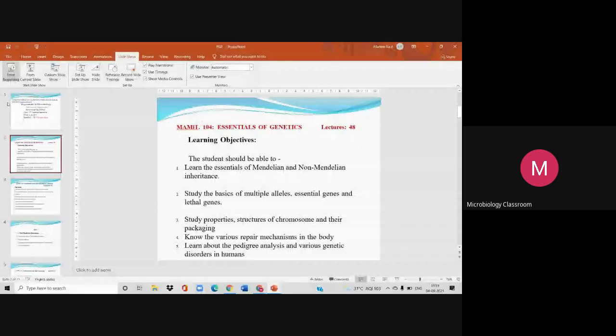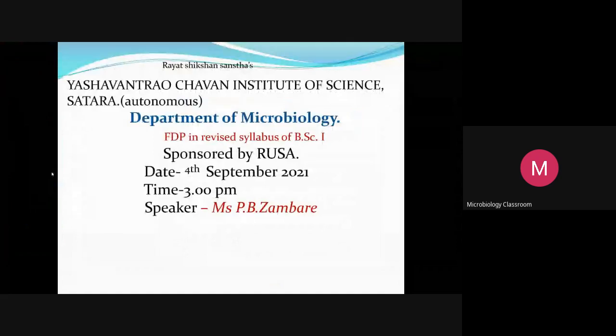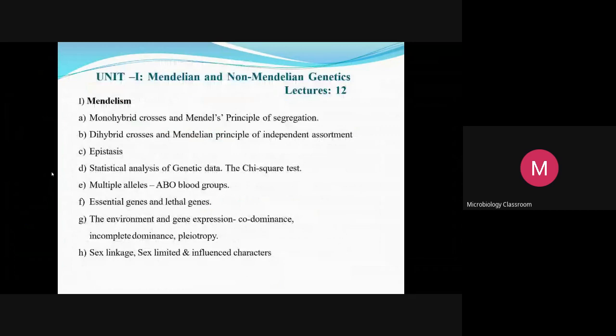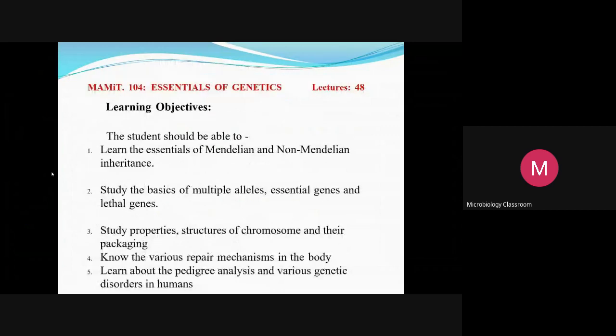Learning objectives. Students should be able to learn the essentials of Mendelian and non-Mendelian inheritance. Students should be able to study the basics of multiple alleles, essential genes, lethal genes. Students should be able to study properties, structure of the chromosome and their packaging.